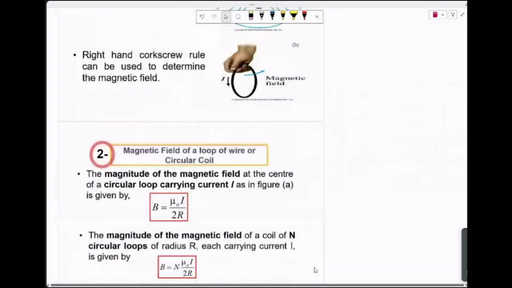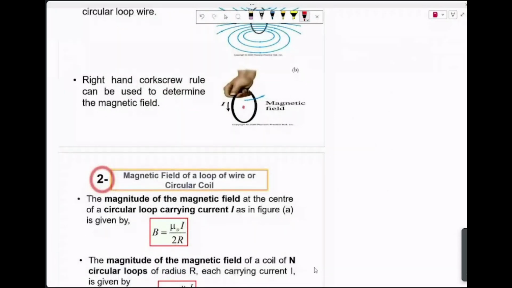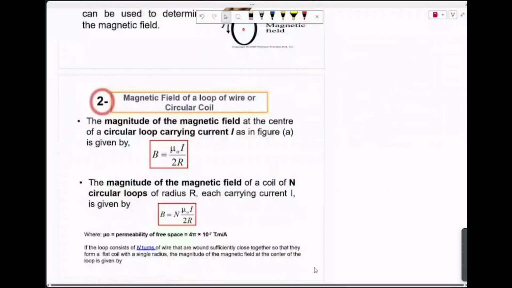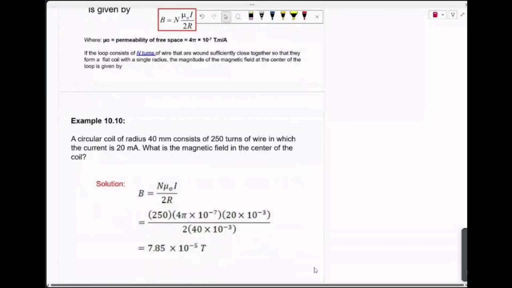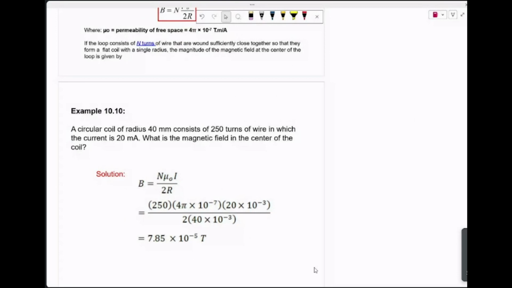The magnetic field here is at the center of the coil. That is the magnetic field given there. And how to use it? This one is very direct. You just need to identify.